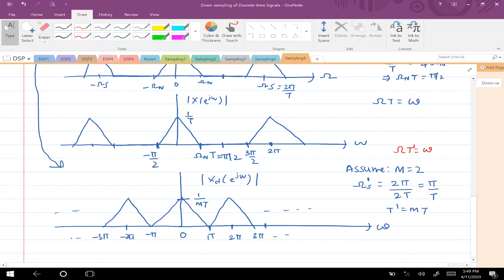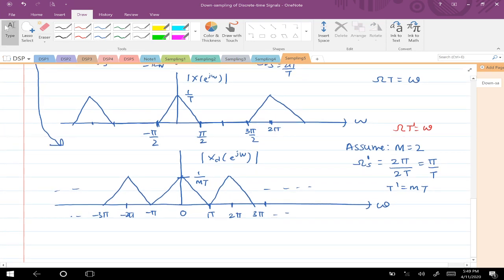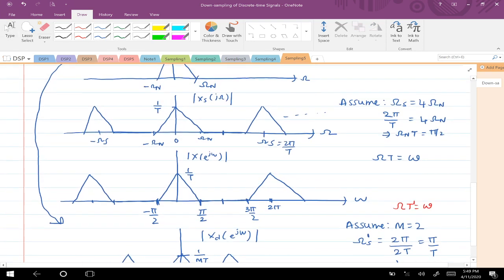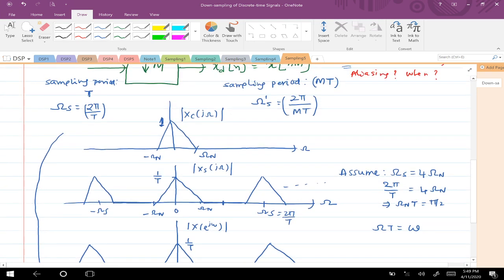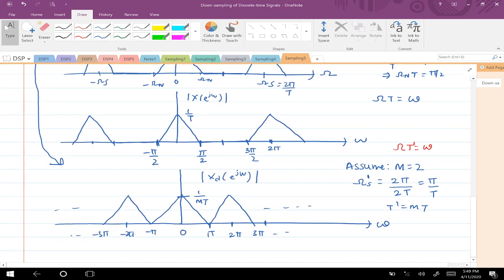Now, here also, let me just write, we have omega n times t equal to pi by 2. Just for clarity, let me simply write pi by 2 here. You already worked it out. Okay, now this is good. This we did in our conventional way, by directly getting it from Xc of j omega.